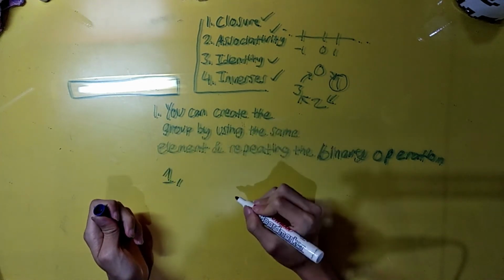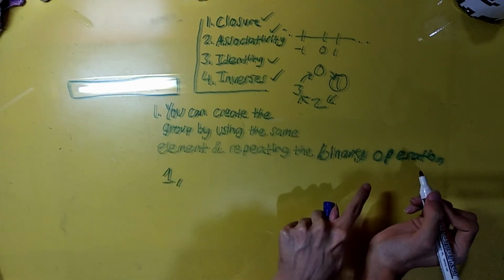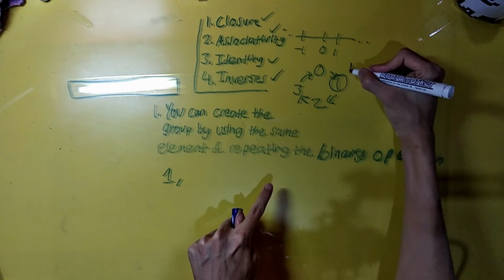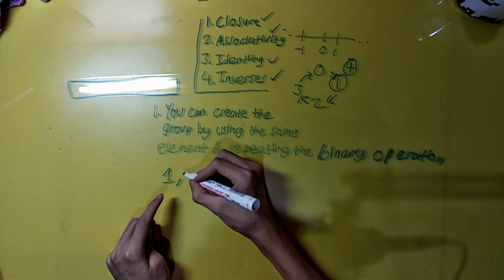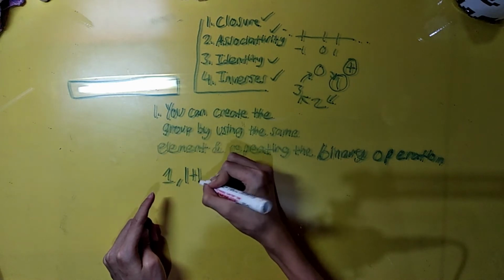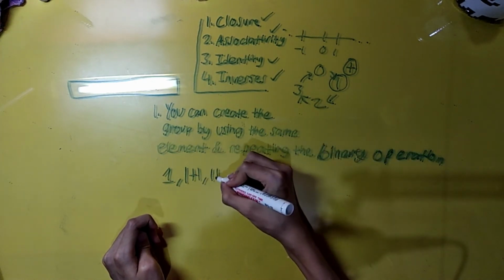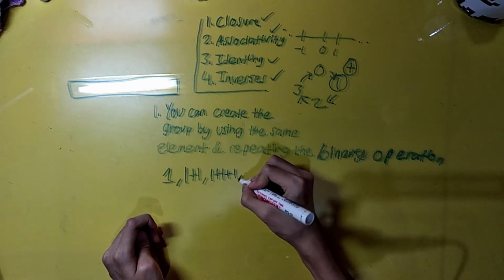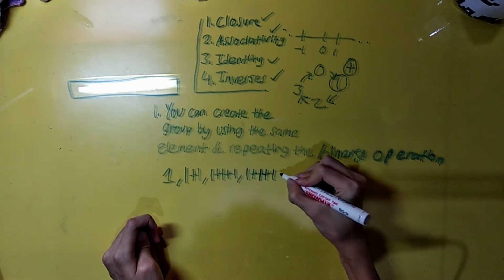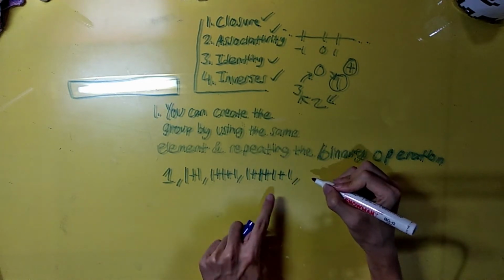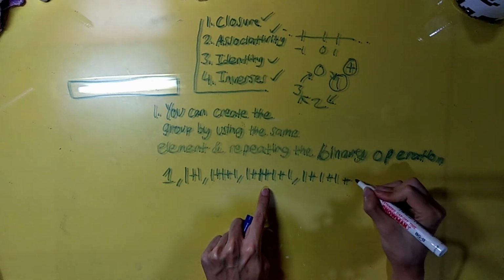Alright, let's use the same element and repeat the binary operation. What is the binary operation here? It's addition, if you still remember from the previous video. So we have 1, and then we have 1 plus 1. And let's keep doing it. We have 1 plus 1 plus 1. And we have 1 plus 1 plus 1 plus 1, 4 times, and we can just keep going on and on.